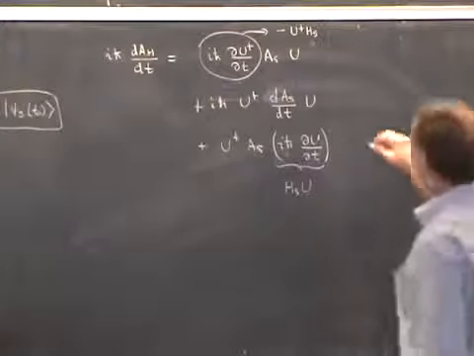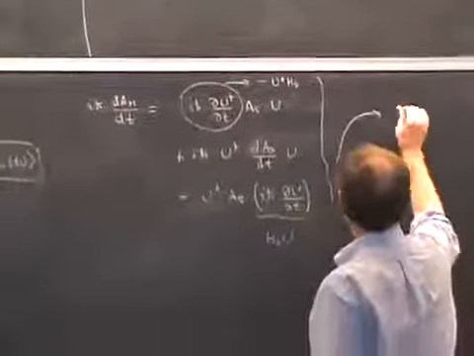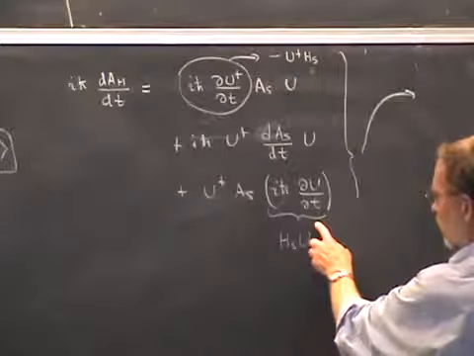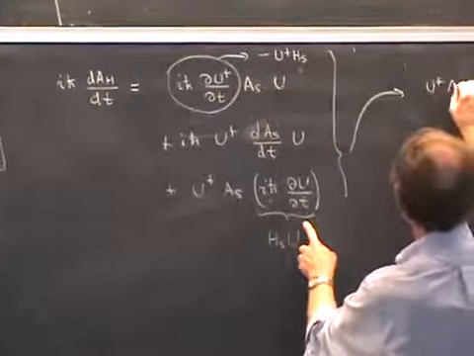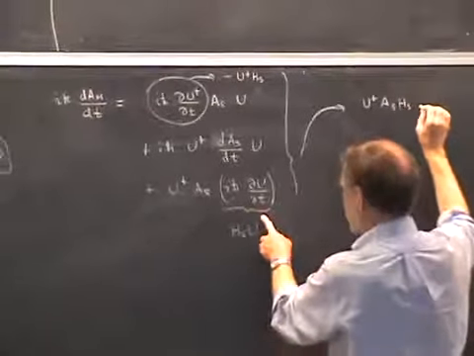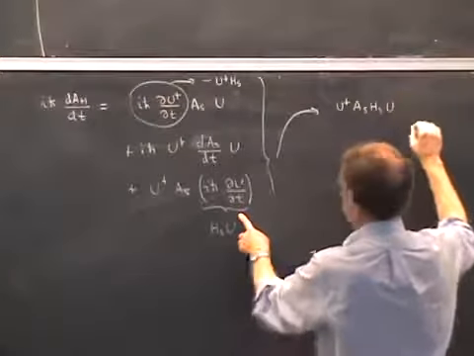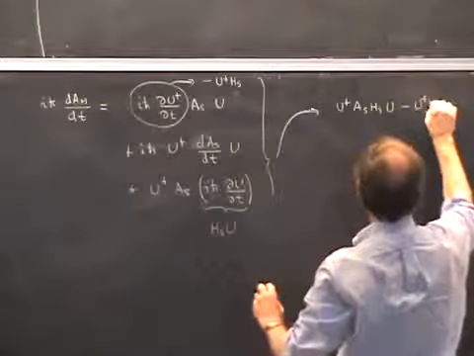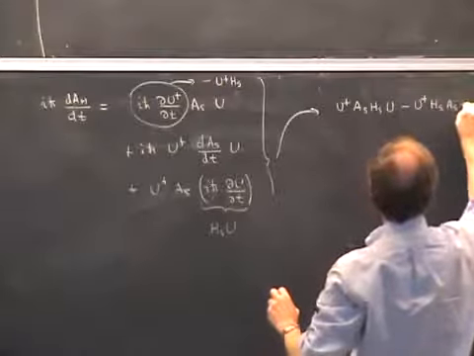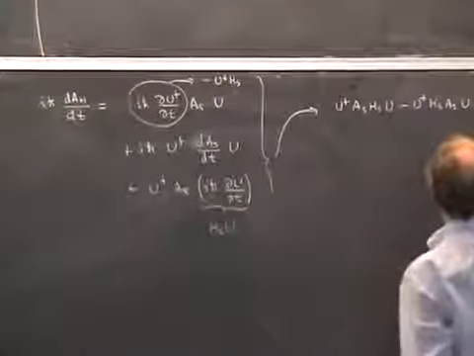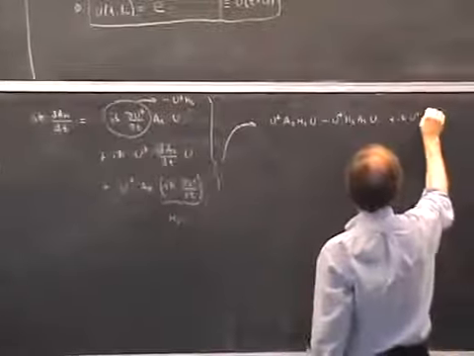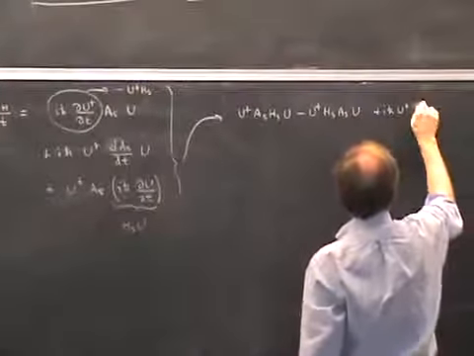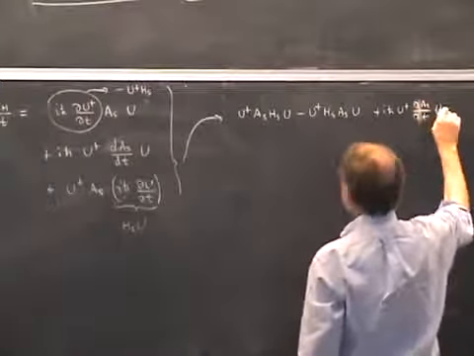All right? And so combining all three of these terms together, let's do the third term first. Let's write it this way. We get U dagger, A Schrodinger, H Schrodinger times U. That's for the third term. For the first term, we get minus U dagger, H Schrodinger, A Schrodinger, U. And then for the middle term, I'll just copy. It's i h bar U dagger, dA Schrodinger dt, or I'll add a partial derivative, partial A Schrodinger dt, U.